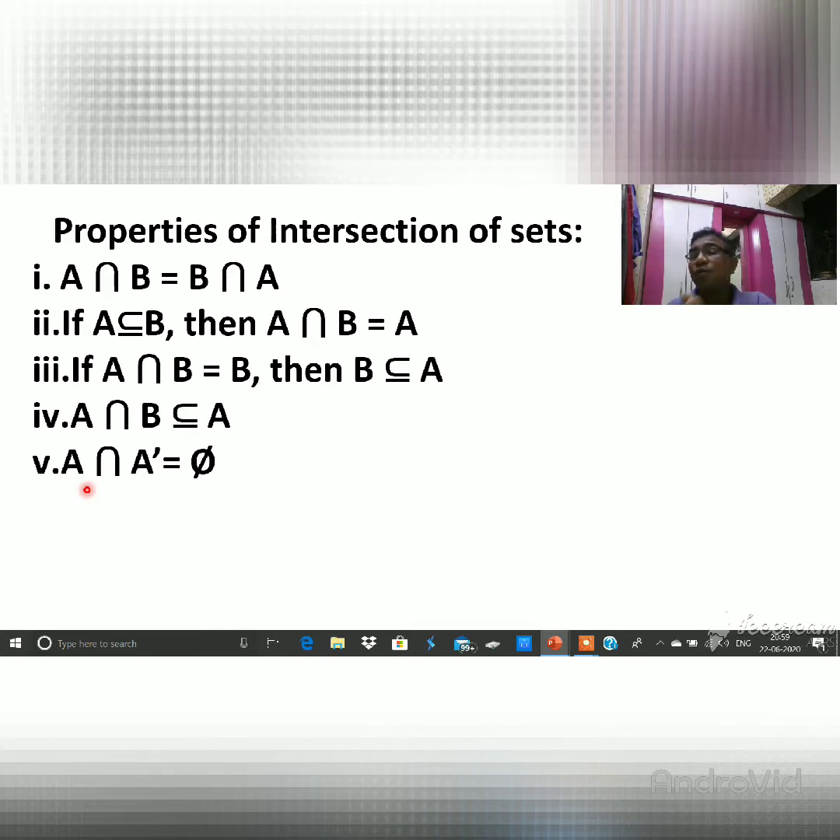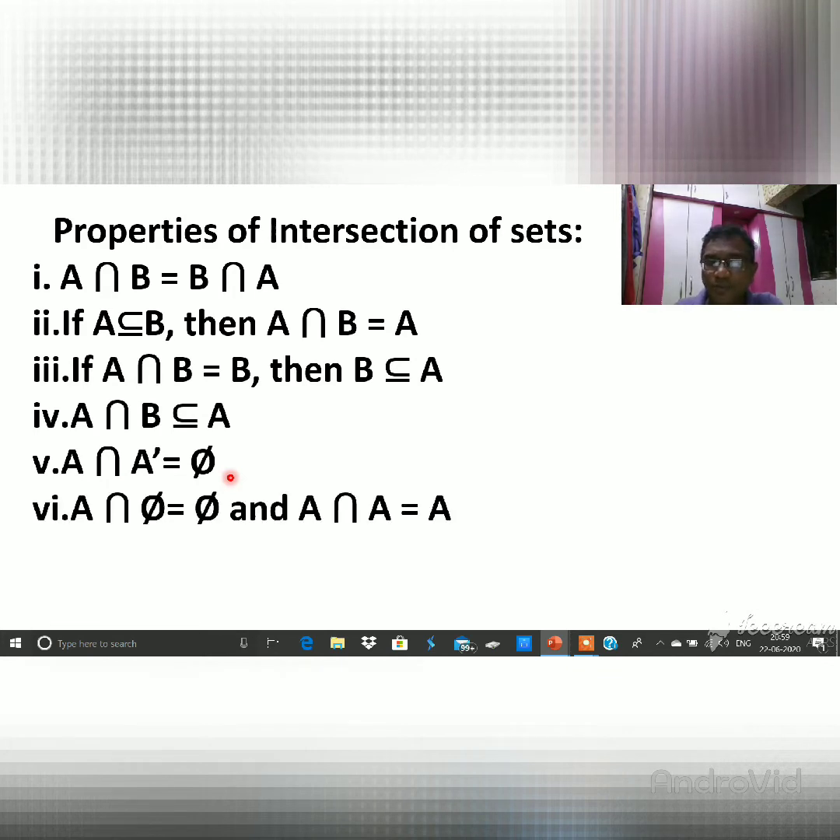So whatever the elements of A are, they are not in the complement set; they have totally different elements from set A, which means there is nothing common. Nothing common means empty set. So here it is equal to the empty set. I hope you understand why you get the empty set. See, A intersection empty set: empty set means there are no elements, so A intersection empty set is equal to the empty set, because there are no elements.